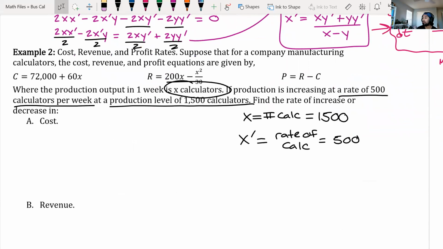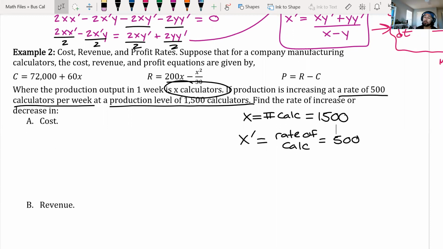Okay, so now we've put the labels on X and X prime. X is the number of calculators, so we're producing 1,500 calculators. And then we are producing 500 calculators per week, a rate. So that'll be X prime. Okay. So for A, it wants to know what is the rate of increase or decrease in the cost function.